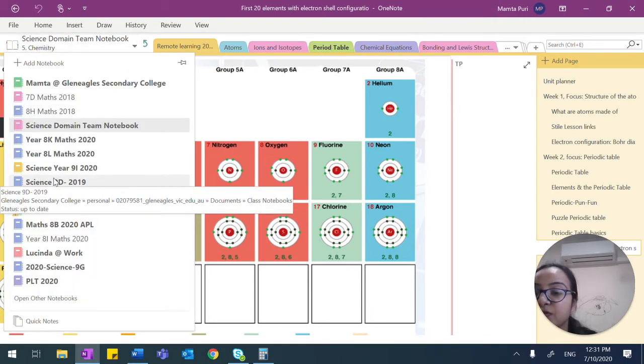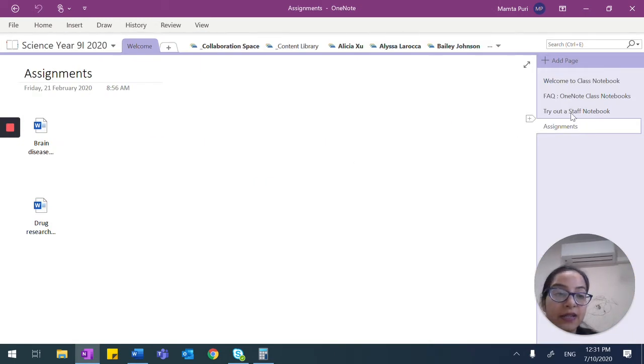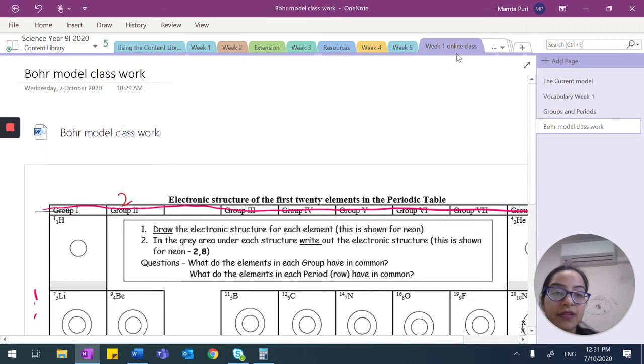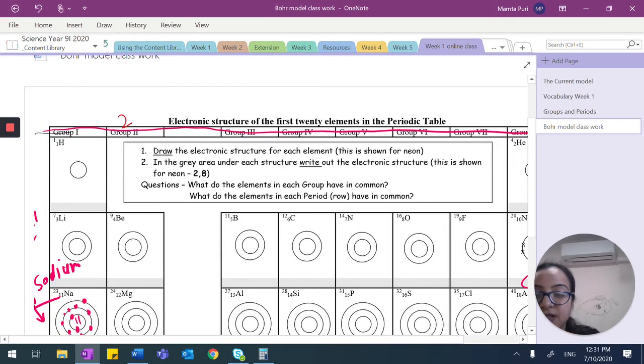Let me go to your class. So what do the elements in each group have in common? In each group, all the elements must have the same number of electrons in the outermost shell. That's your answer.